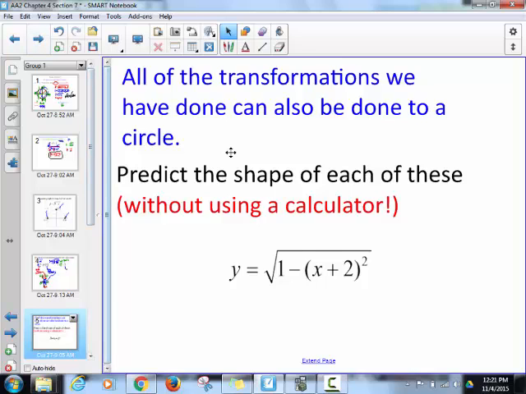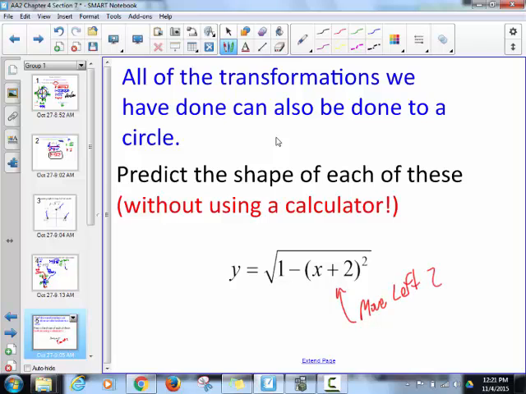So every single transformation we've done can also be done to a circle. So let's predict the shape without using a calculator. Let's talk about what would happen here. So for example, this guy, there's no vertical stretch, but what happens? It looks like it shifts left 2. Remember, not right, but left 2. It's always the opposite when it's on the inside. Remember, because it's x minus h. So this would shift left 2, and that's all it would do. And it would have a radius of 1 still.